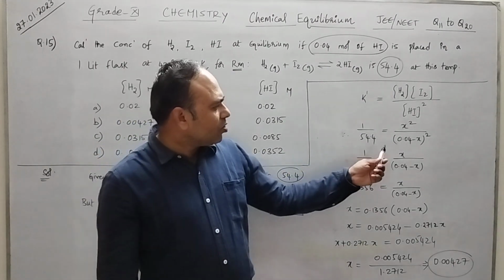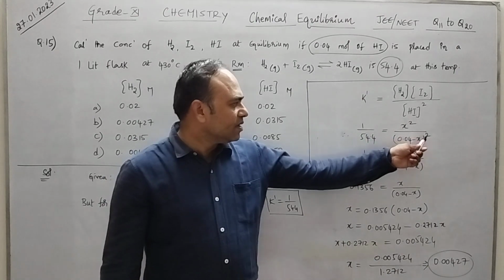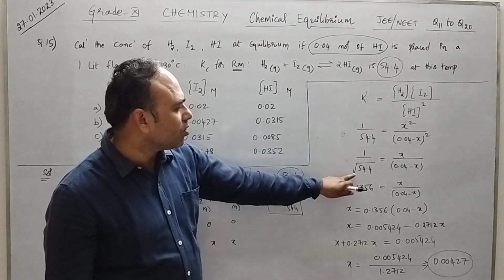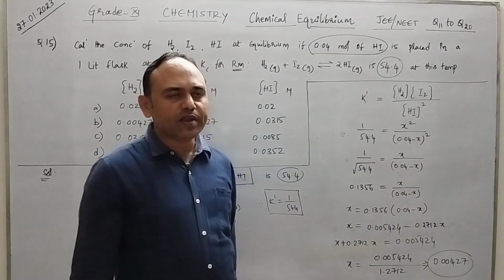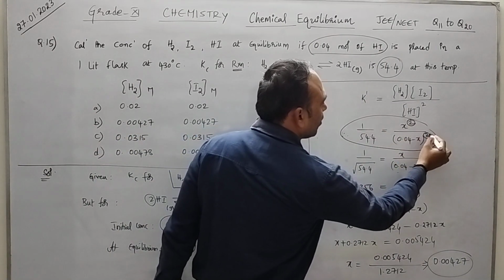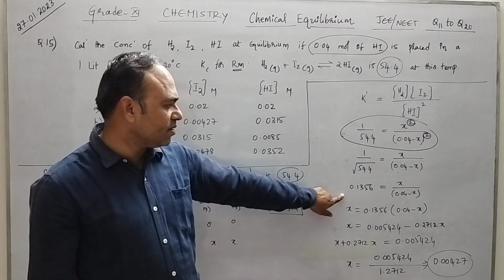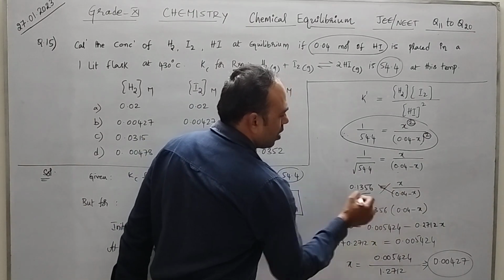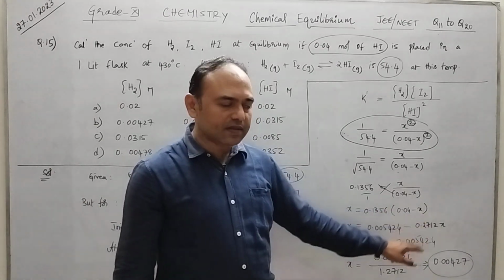Now what you will do is, because it is having square, instead of calculating this, send the square to the other side, it will become square root. Therefore, 1 by root 54.4 will be X by 0.04 minus X. Very simple. Because you are having square, send it to the other side, it will become root. So you will get the value here 0.1356. Next, cross multiply. What you get? X is equal to 0.1356 into 0.04 minus X.